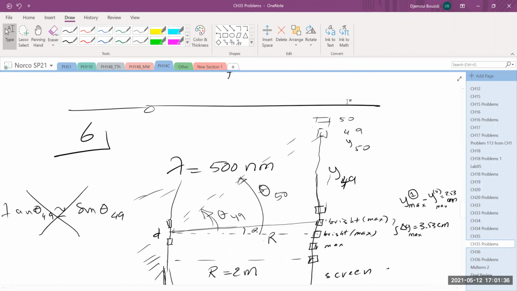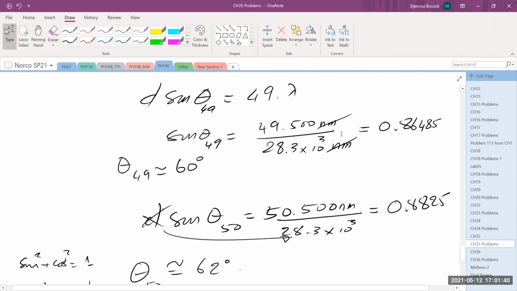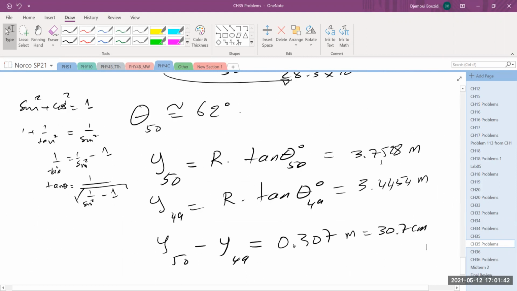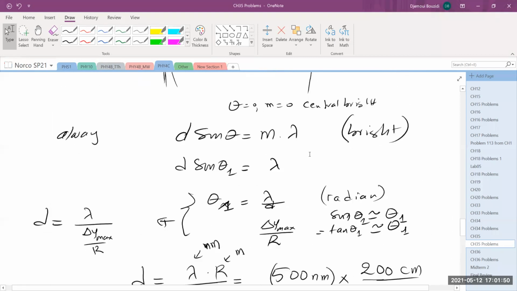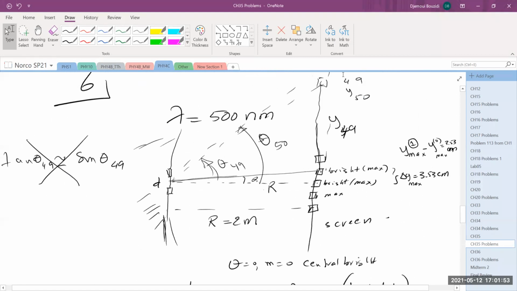But there is a bright spot in there. So that is how far it's going to be. It's going to be 375 centimeters, almost 4 meters away from the central point in here. So you have to have at least an 8 meters long screen. That's a big screen. That's like a wall.